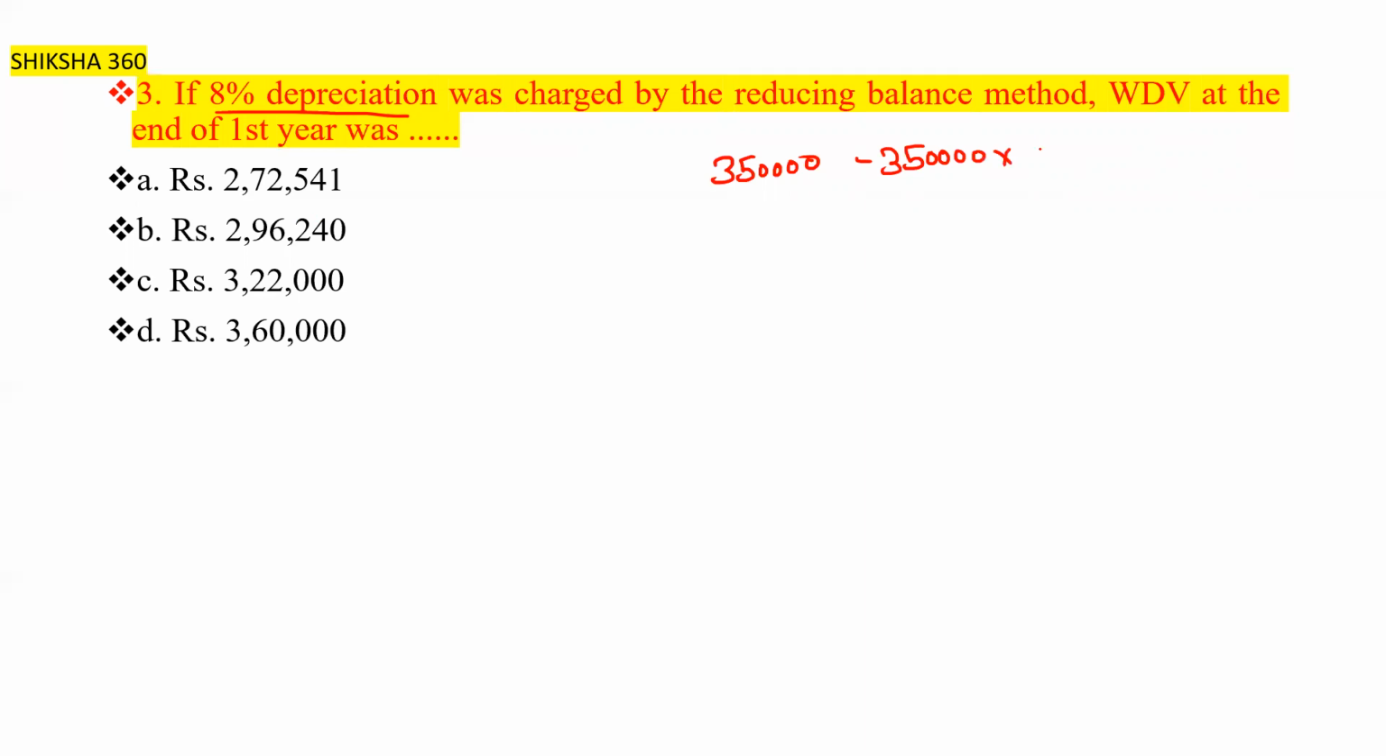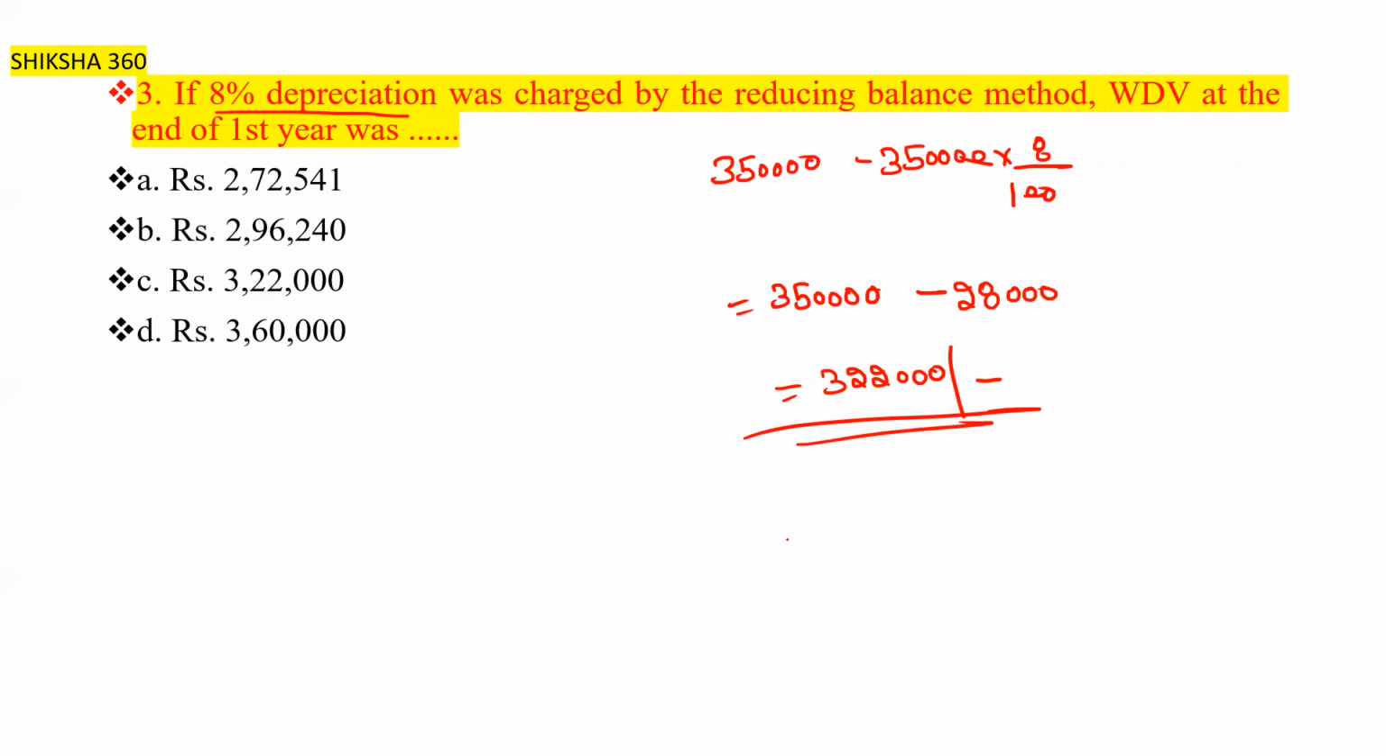So what was the value at the end of the first year? So 3,50,000 minus 3,500 into 8, that is 28,000. So it comes out to basically 3,22,000. So the value basically at the end of the first year was basically 3,22,000.